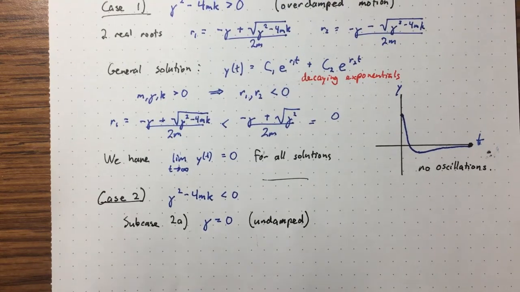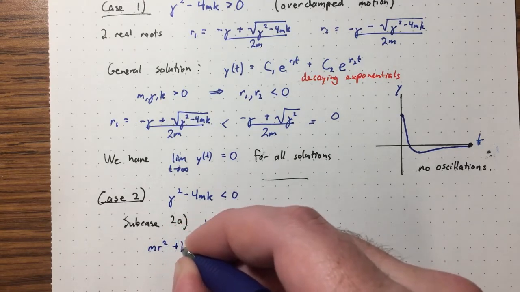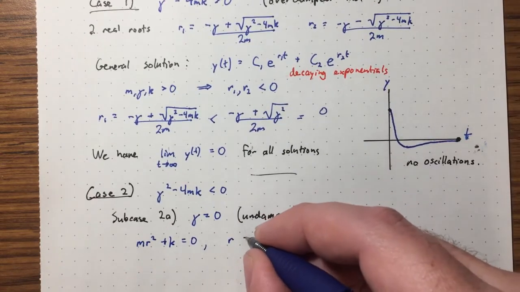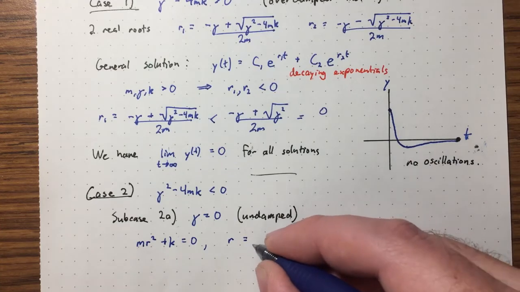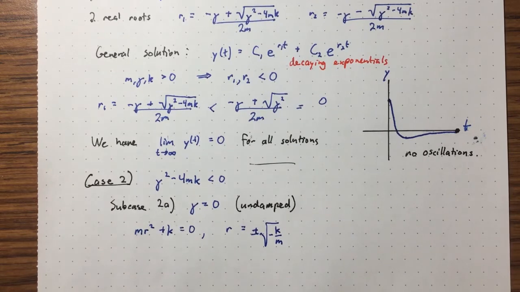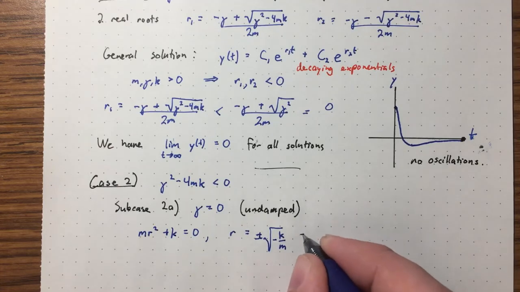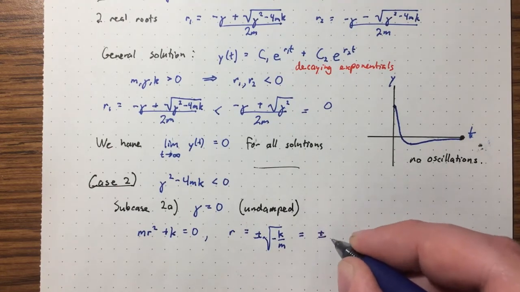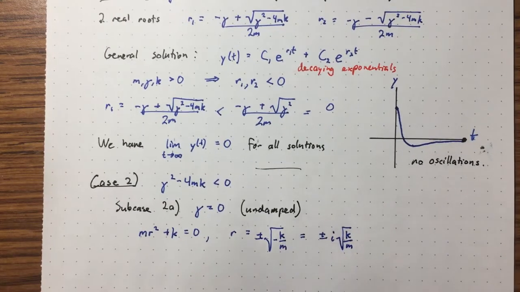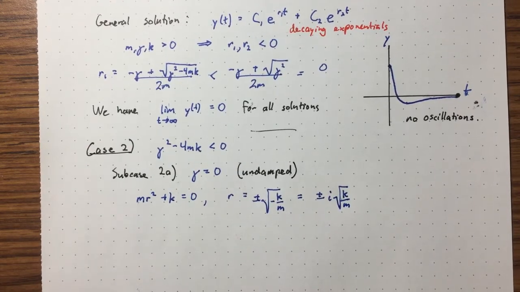Okay, so in this subcase, well, what do we have? Our characteristic polynomial actually just looks like mr squared plus k equals 0. And so what are our roots? R is going to be plus or minus the square root of negative k over m. You solve for r there. But wait a second. So yeah, I have negative k over m. That can be written as plus or minus i times the square root of k over m. Right? Because k and m are positive. So this is a negative number in the square root. So this is an imaginary number here. Okay, so I have imaginary roots.